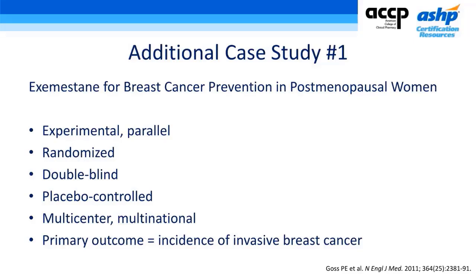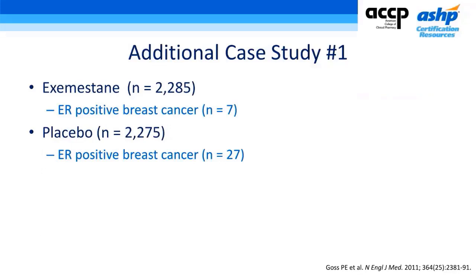And so this study was a parallel randomized double-blind placebo-controlled study conducted throughout the world at different centers. The primary outcome was incidence of invasive breast cancer. Treatment groups included exemestane or placebo in a 1-to-1 fashion as far as randomization. Also, there were some ER-positive breast cancer participants in the exemestane group and in the placebo group as well.